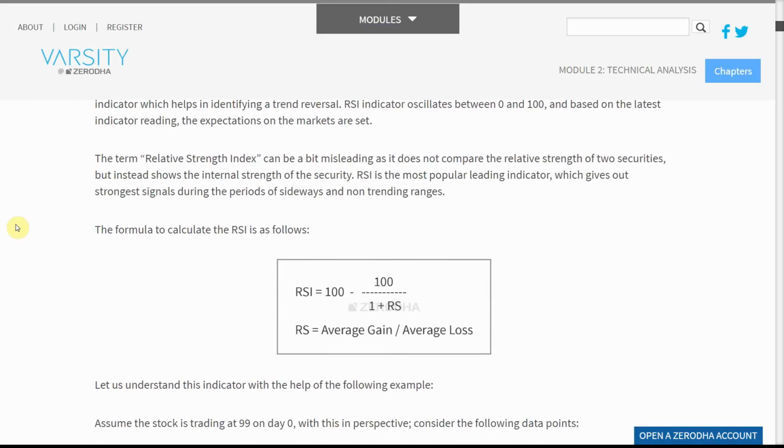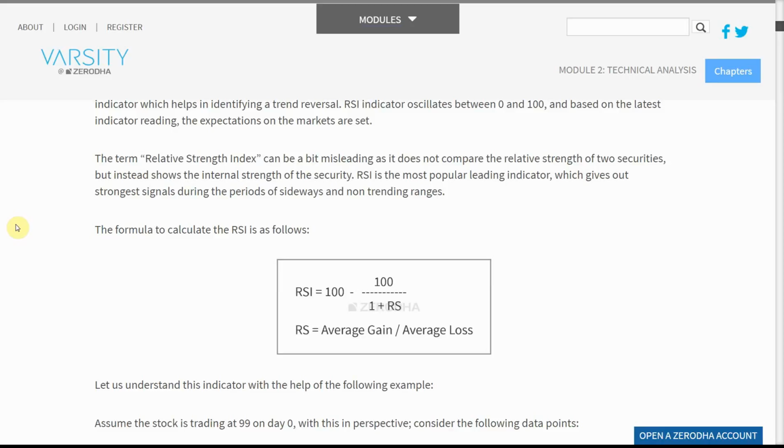The term relative strength index can be a bit misleading as it does not compare the relative strength of two securities, but instead shows the internal strength of the security. RSI is the most popular leading indicator, which gives out strongest signals during the periods of sideways and non-trending ranges. The formula to calculate the RSI is as follows. Let us understand this indicator with the help of the following example.